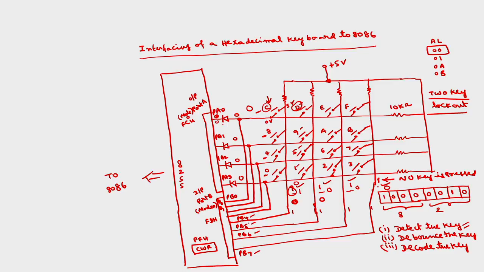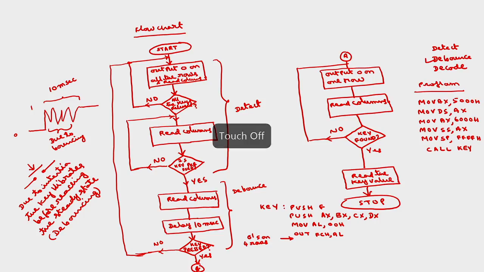So how to check the last 4 bits of port B? For that you have to write in. I have to take the data into AL. In AL comma the port B data, whose address is FDH.